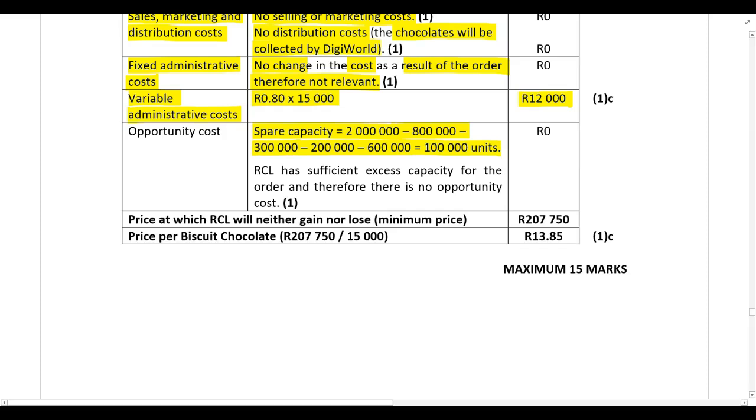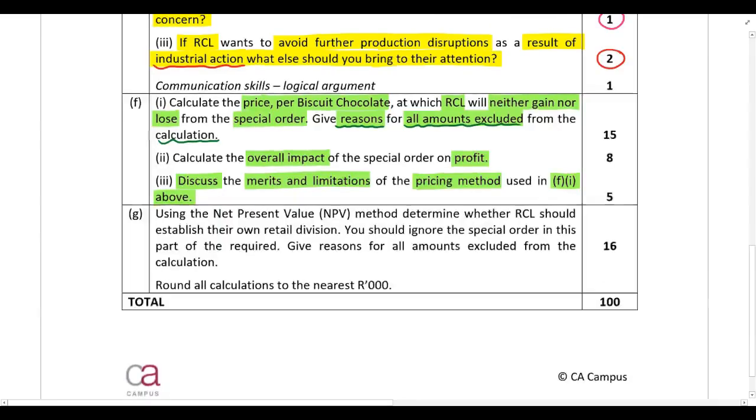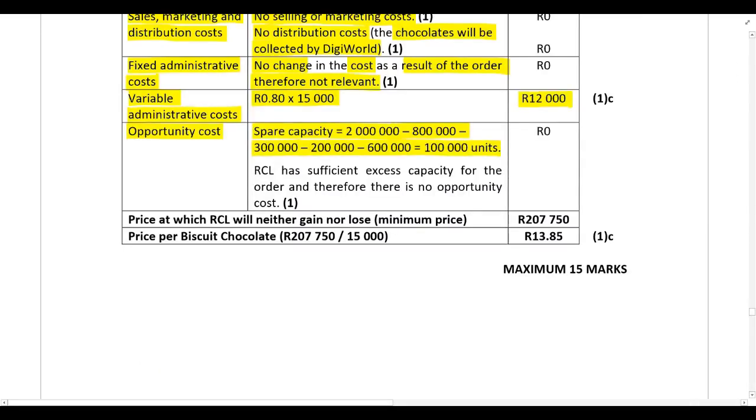But please remember, guys, you must always consider whether there's an opportunity cost or not. And in this case, you need to say that there is no opportunity cost, because as per the required, you need to give reasons for all amounts excluded from your calculation. All right, so they have sufficient excess capacity for the order, so there is no opportunity cost.